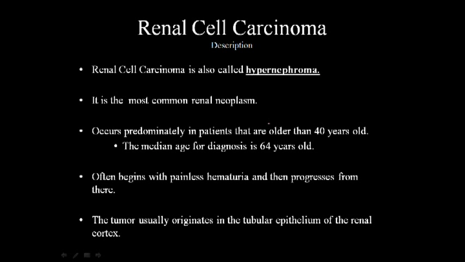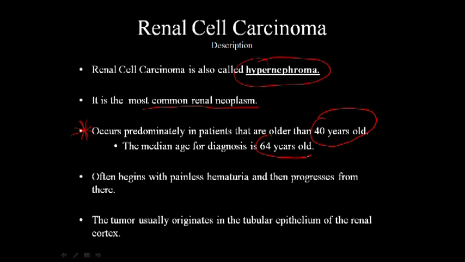So that brings us to one of the scary things that someone can see from a CT standpoint, and that is renal cell carcinoma. Renal cell carcinoma is also called hypernephroma. So something to keep in mind. It's the most common renal neoplasm, and it can be very, very nasty in its disease progression. The thing to keep in mind here, and put a star by it, is that it occurs predominantly in patients that are older than 40 years old.